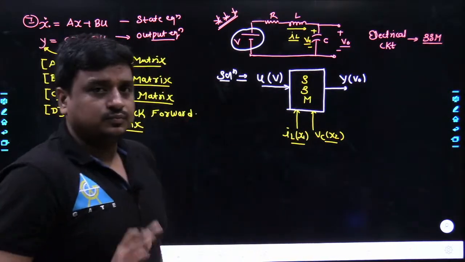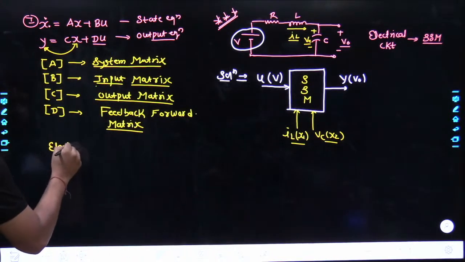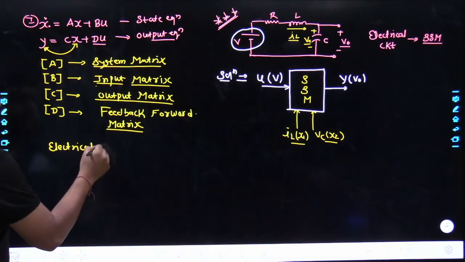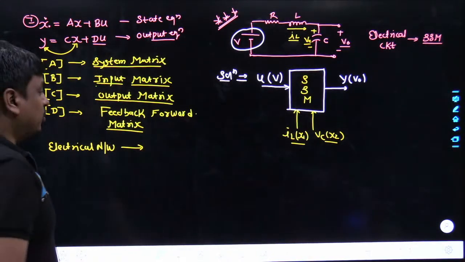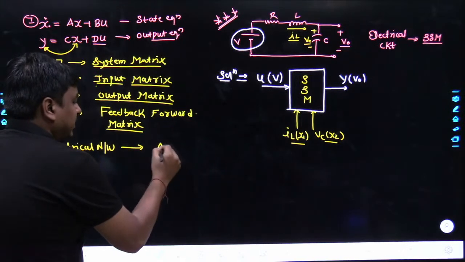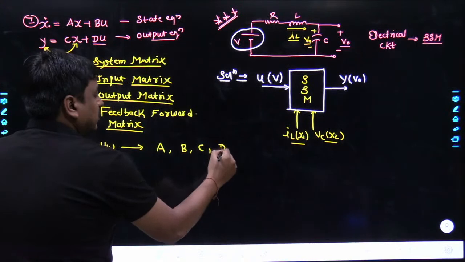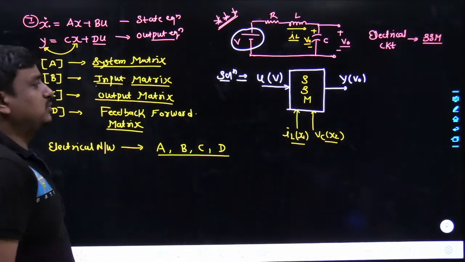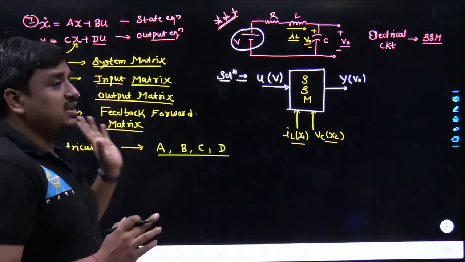Agree? Yes. And as the electrical network has to be converted in the form of an SSM, state space model, my basic intention is to calculate matrix A, matrix B, matrix C and matrix D. That's it. May I know what would be the approach?